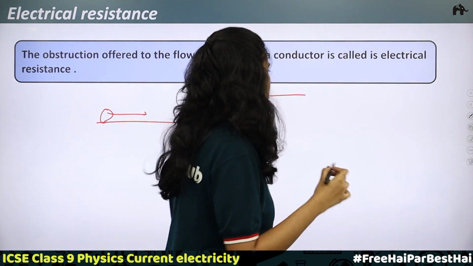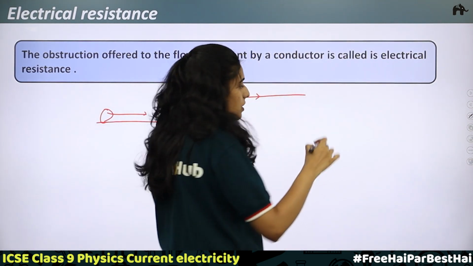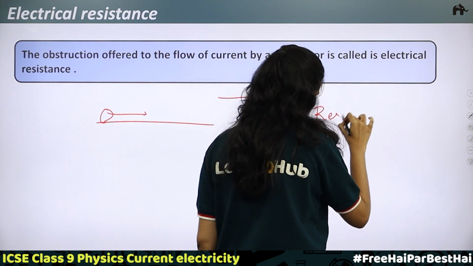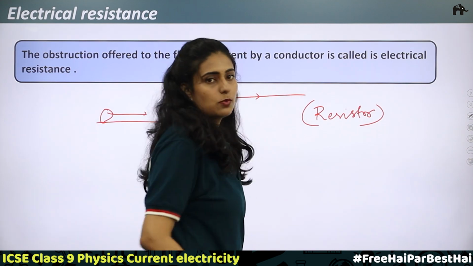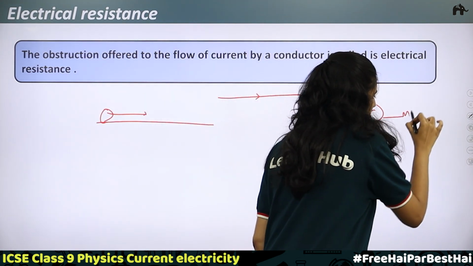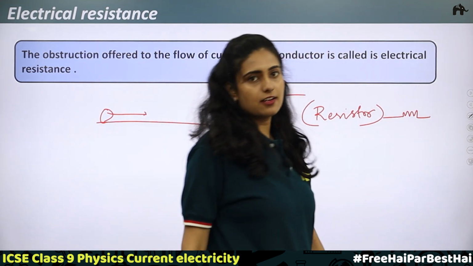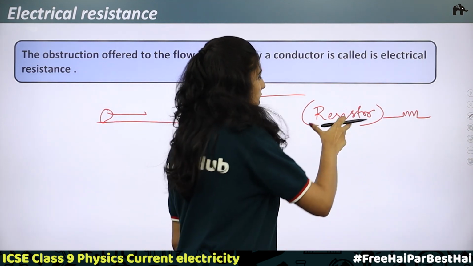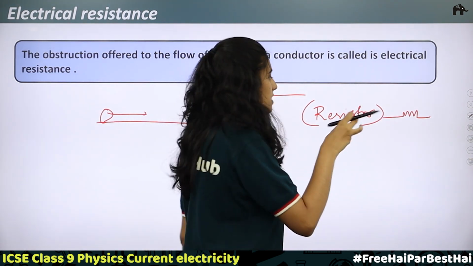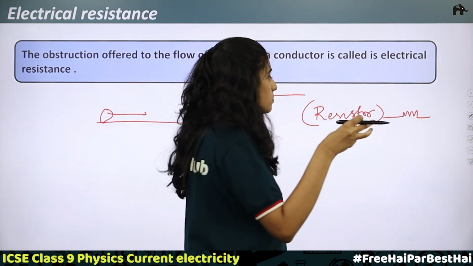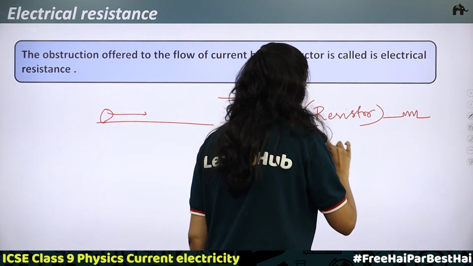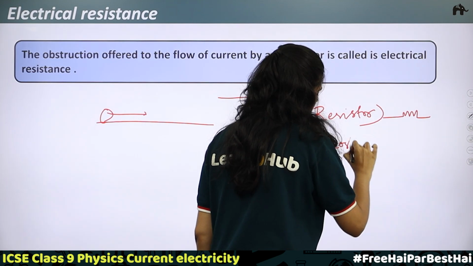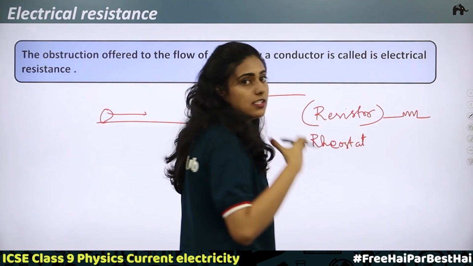And this electrical resistance can be offered using a device called a resistor. A resistor is a device which is represented in this way, and these resistors will offer resistance. Or you can adjust the resistance. You can change the resistance. So when the jockey is moved in case of a rheostat, a rheostat offers variable resistance, that is, your resistance can be changed.